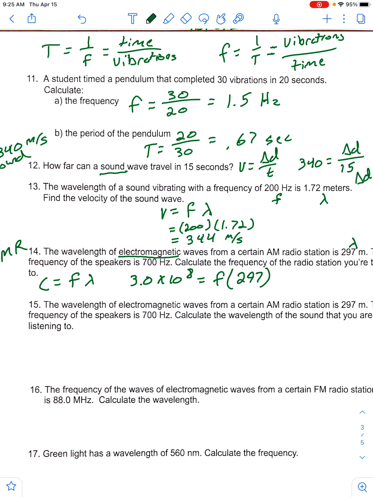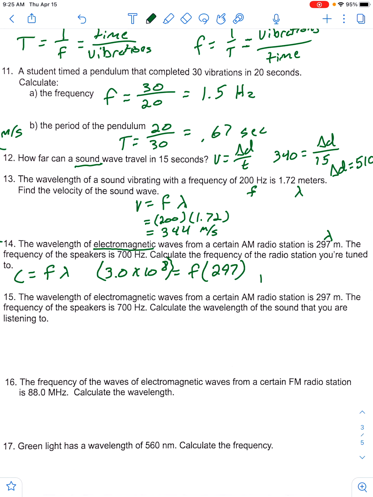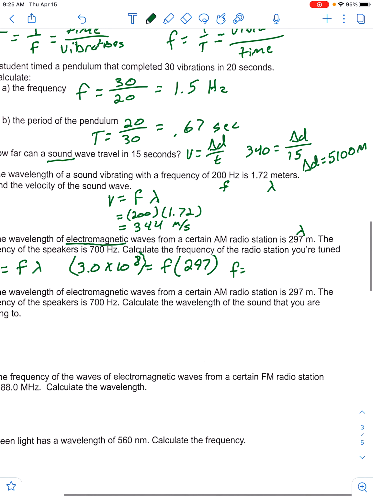Just be careful with this as far as your calculator goes. If you do 3.0 times 10 to the 8th, that's fine. If you do the big E trick, that's fine. I always like to put things in parentheses, though, because sometimes your calculator can get confused if you don't. So I'm going to take that speed of light and divide it by 297, and you get a frequency of 1.01 times 10 to the 6th hertz.